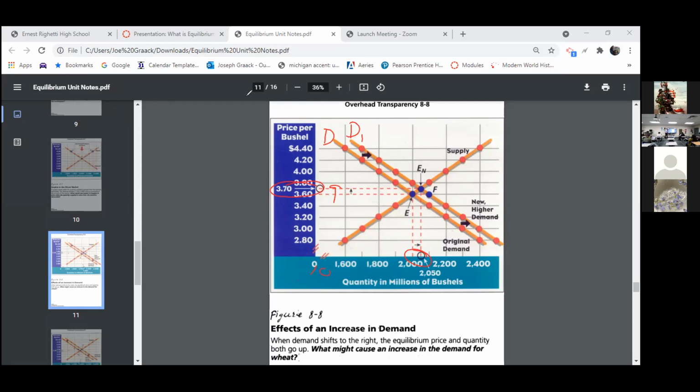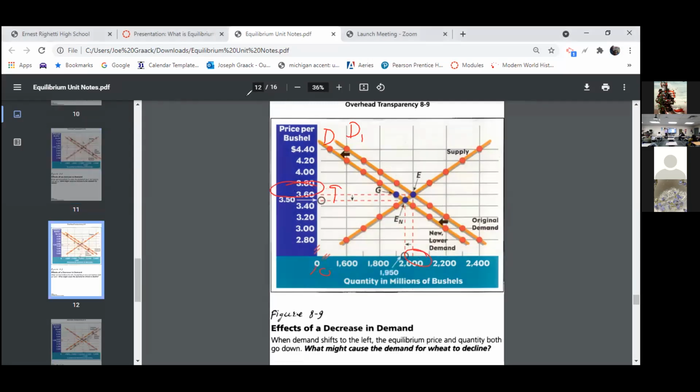So the opposite would happen if demand goes down. Again, if we mark this, this is D, this is new demand D1. You can see that when demand lowers, there's fewer bushels demanded, the price is going to drop. Because remember, the force of price is forcing everything towards equilibrium.